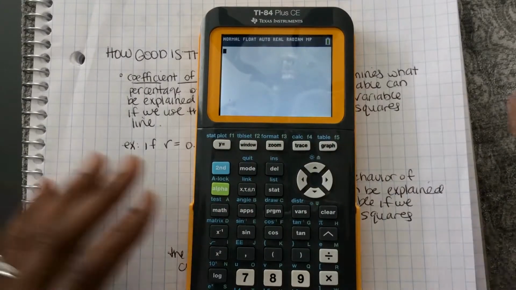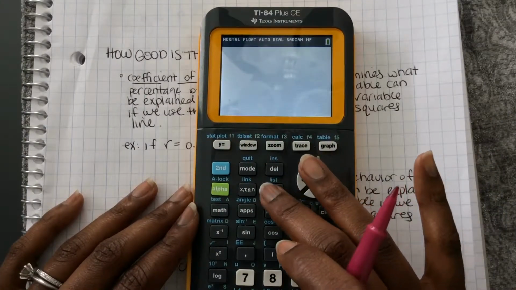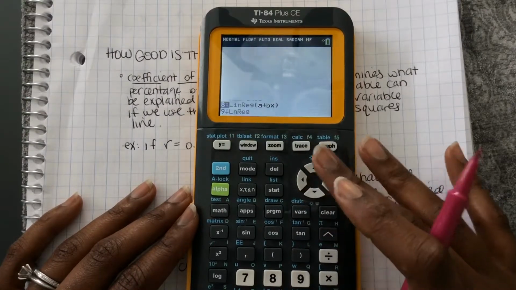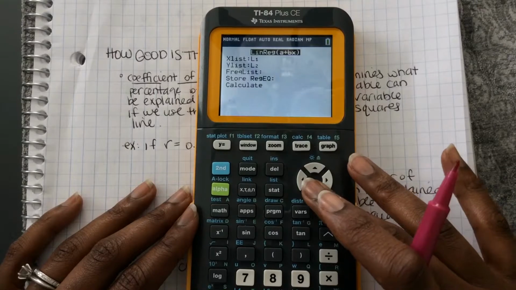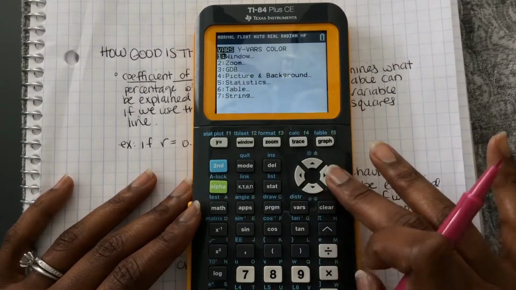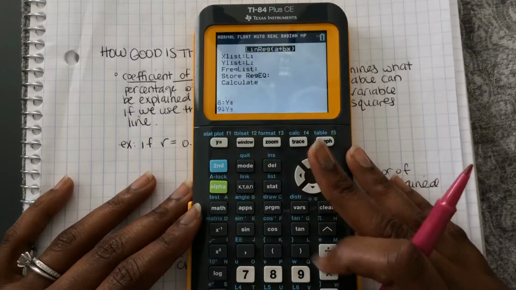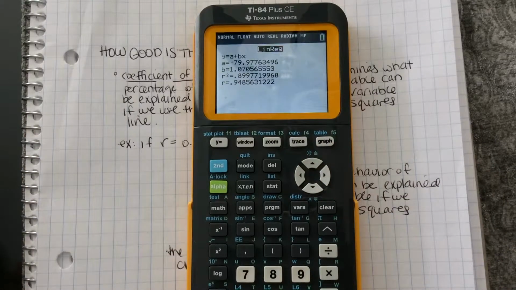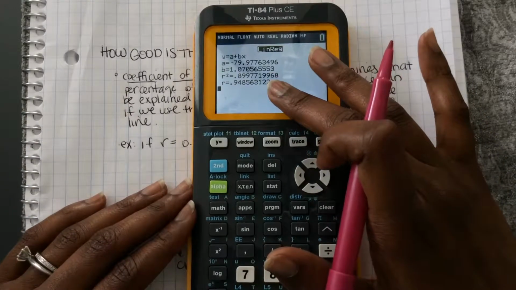So remember, I have the same data in. I'm going to go through the same steps. Stat, calc. I'm going to go down to number 8. I want to store my regression equation in y1: vars, y-vars, function, y1. Here it is. Oh, now look. Now I have an r squared and an r.